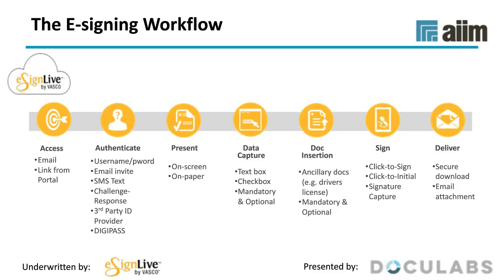So your step 1 is access. How is the customer or employee going to access the transaction? Obviously, participants need to get into the e-sign process somehow, and that can happen in several ways. It can be through an email invitation, a link or a button in a web portal. So think about your internet banking portal, for example. This is the process. Step 2 is authentication.